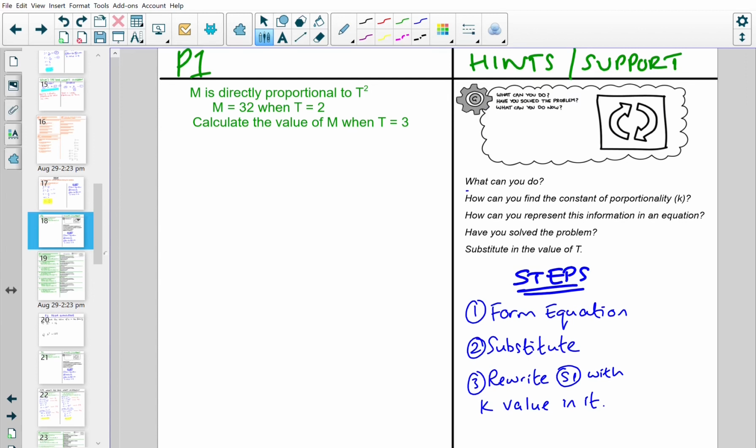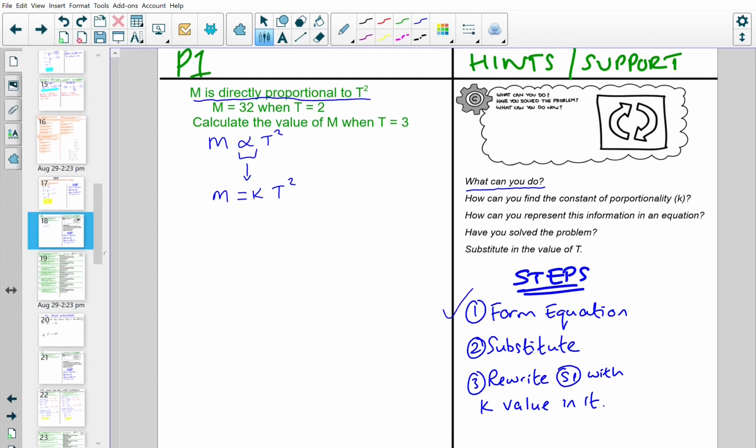So step 1 here, what can you do first? The very first thing I can do after I read the first sentence is this. I rewrite this mathematically. m is directly proportional to t squared. Then, what can I do after that? We've learned previously that the proportional symbol, we can replace this with equal. Exactly the same. We keep everything else the same. So form equation done.